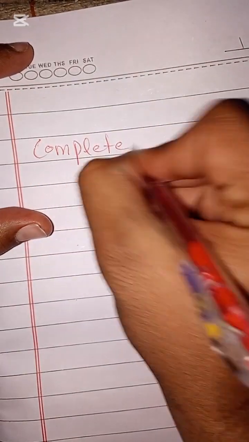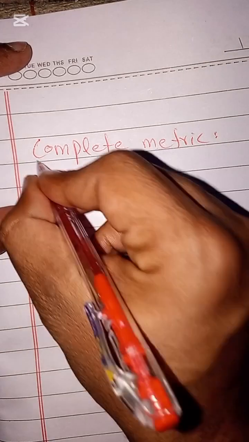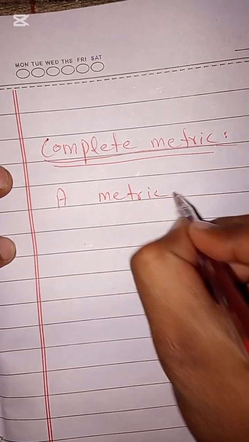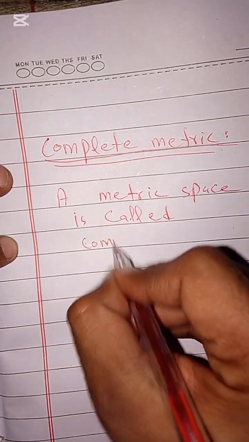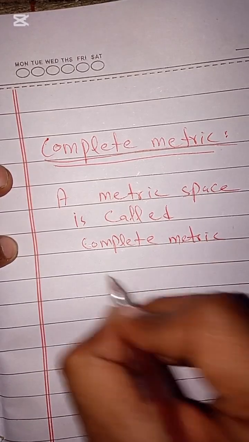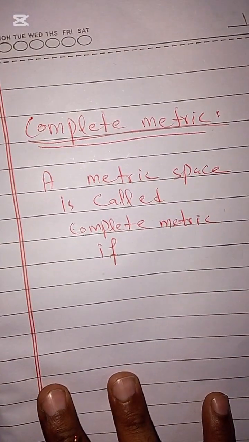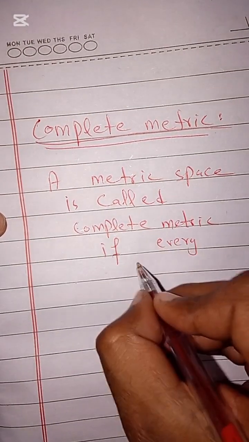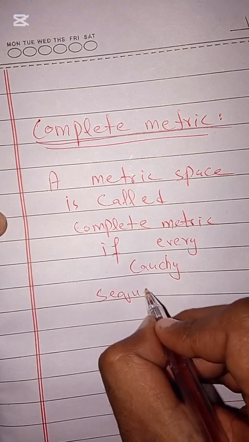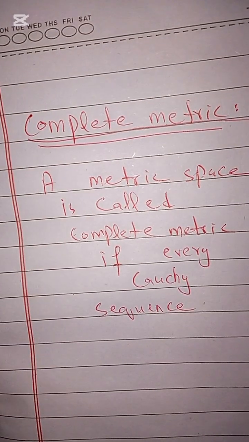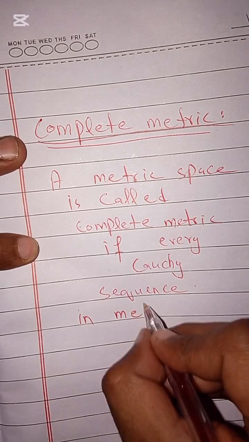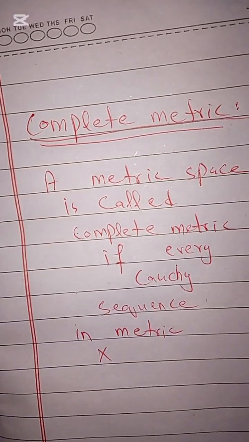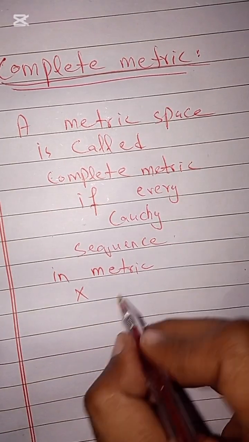Let's discuss the complete metric. A metric space is called a complete metric if every Cauchy sequence in that metric space X converges to a point in X.